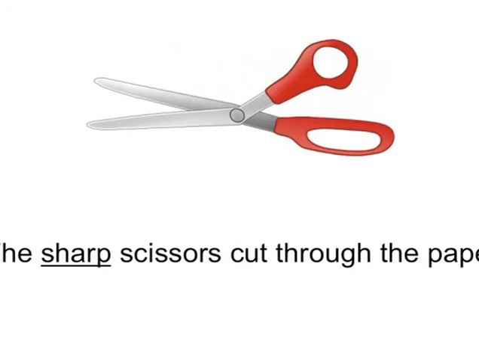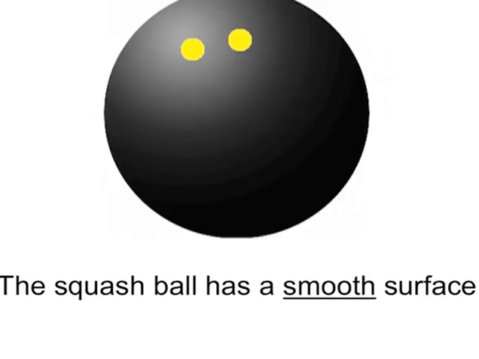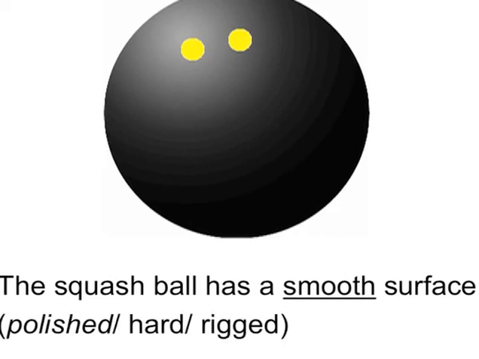Next, the sharp scissors cut through the paper. Sharp can be replaced with blunt or rough or keen. The answer is keen. Next, the squash ball has a smooth surface. Smooth can be replaced with polished or hard or rigged. The right answer is polished.